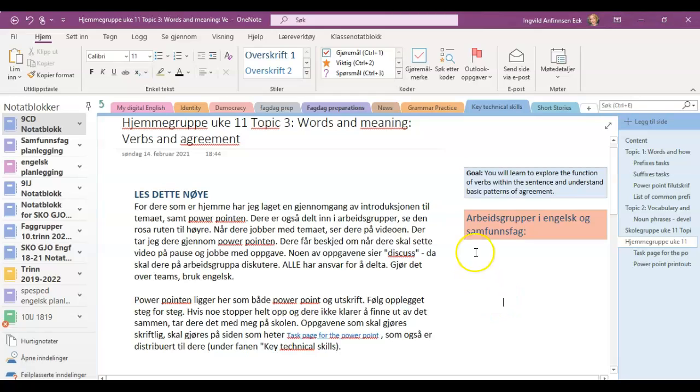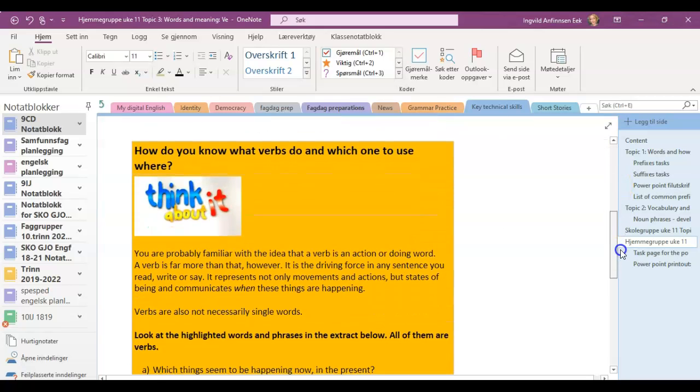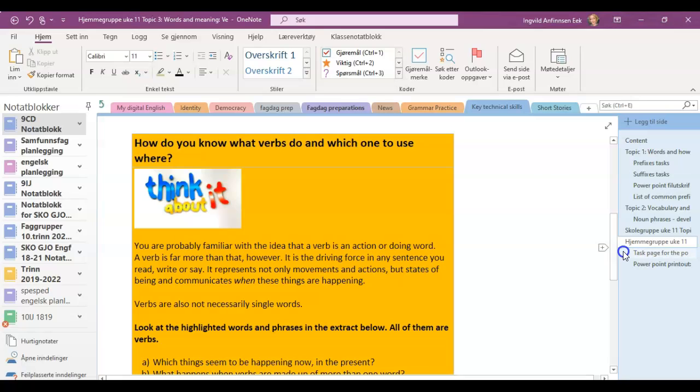Okay, shifting to English. Your goal for this lesson is to explore the function of verbs within a sentence and understand basic patterns of agreement. As you see in the blue square up here, you'll find the goal for the lesson. Moving on. How do you know what verbs do and which one to use where?